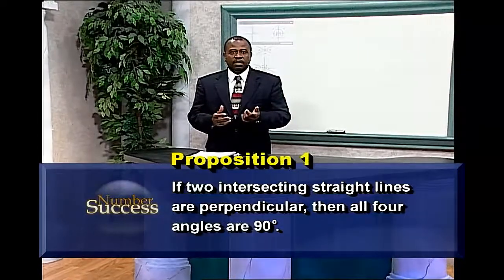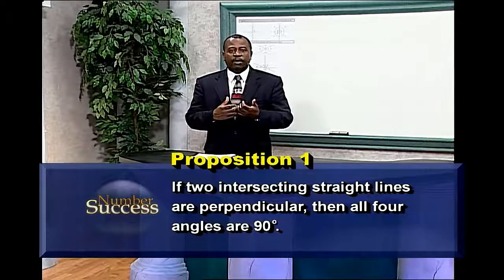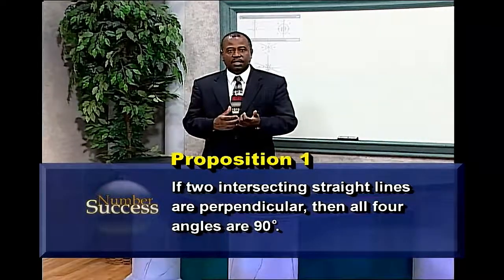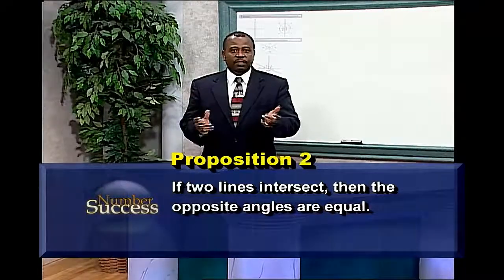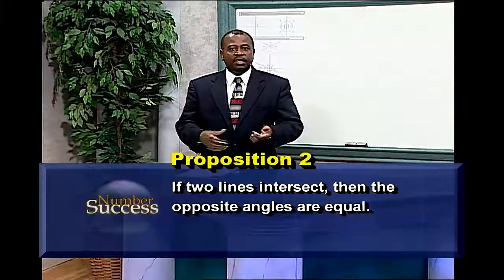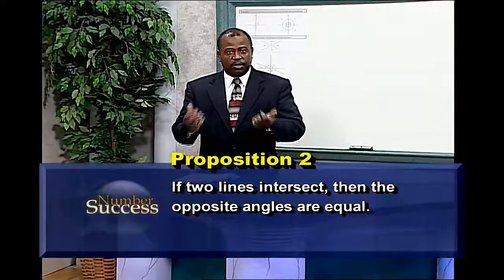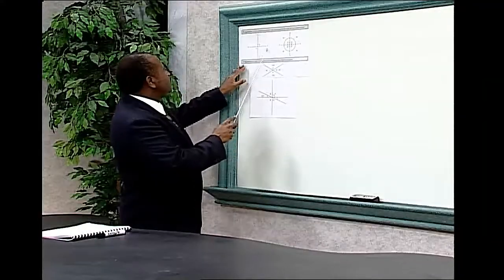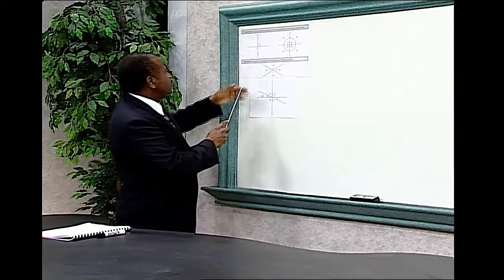Proposition 1. If two intersecting straight lines are perpendicular, then all four angles are 90 degrees. Proposition 2. If two lines intersect, then the opposite angles are equal. Let's look at some examples of these propositions.